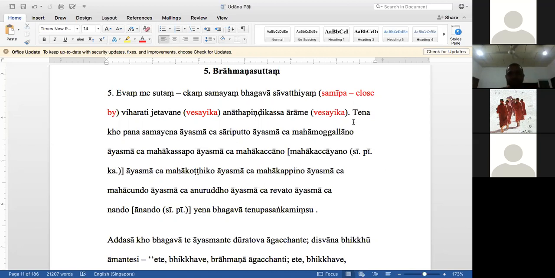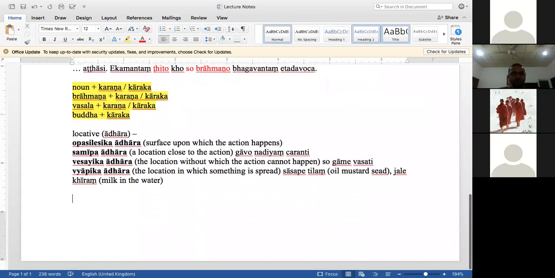So then we go to the next sentence. Tena kho pana samayena. We all know that is the instrumental of time. Then we come to a list of Mahatheras. Ayasma is a word that was used by monks to address other monks. For your Dhamma knowledge, while the Buddha was alive, monks used to address each other with the word Auso.